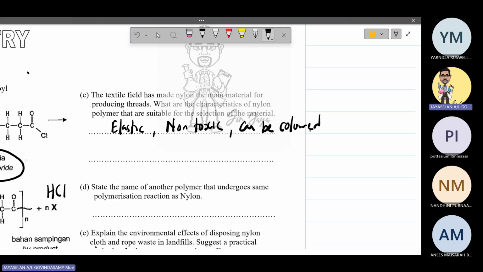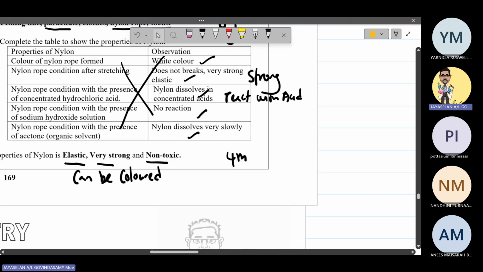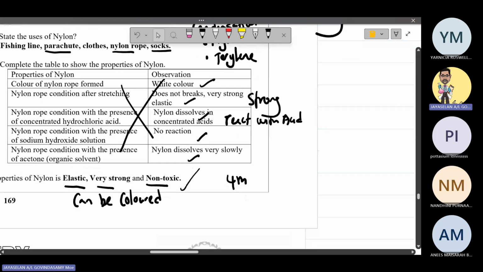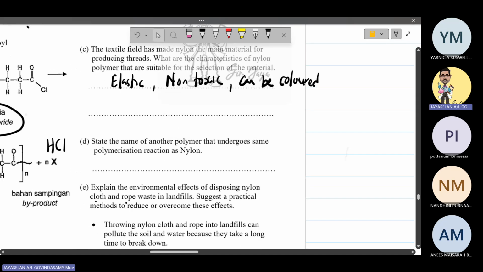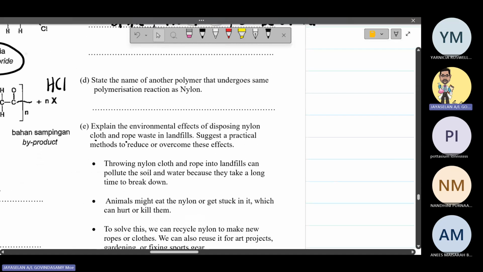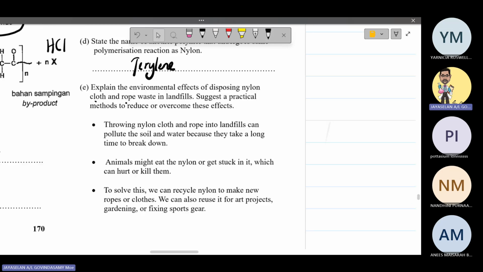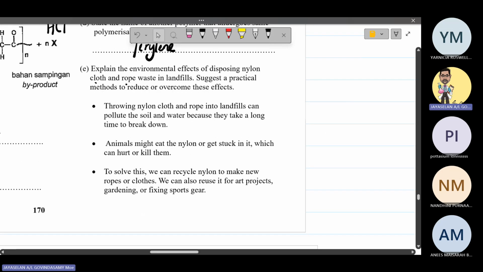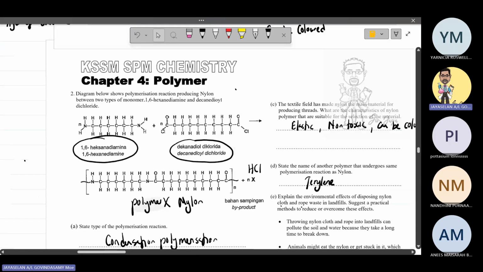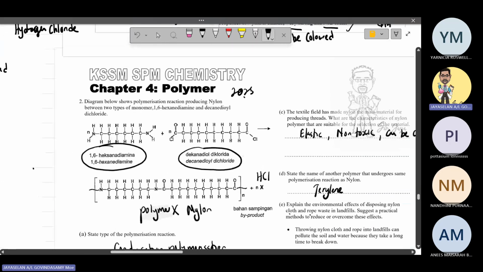So I didn't put the mark. So I want maximum points. So write down everywhere. Where is this answer? The answer is here. Can understand? In this book, I didn't put the answer. I want you all to find the answer. State another polymer that undergoes the same polymerization. So terylene. And you see this question. This is from this year, the 2025 trial paper.